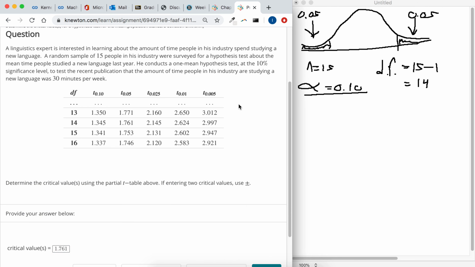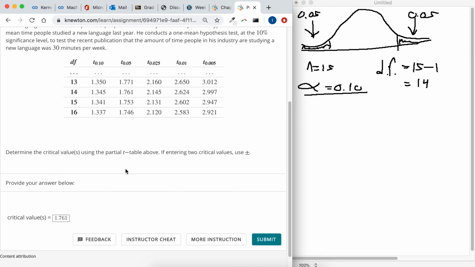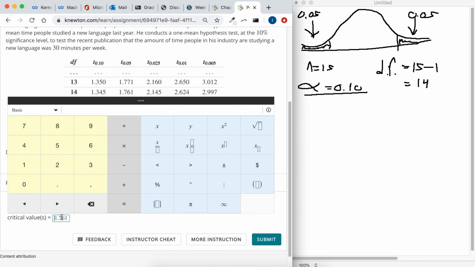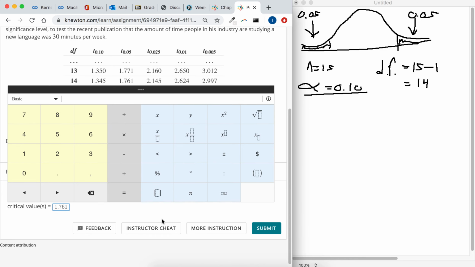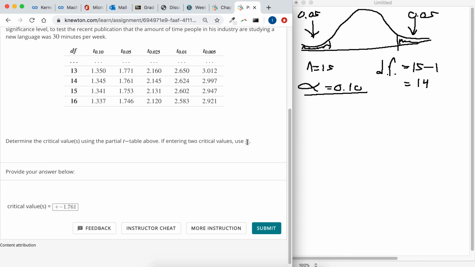But I think it's positive or negative. So we should put the plus or minus sign. And I don't see it. How does Newton want us to do that? Let's copy and paste maybe.